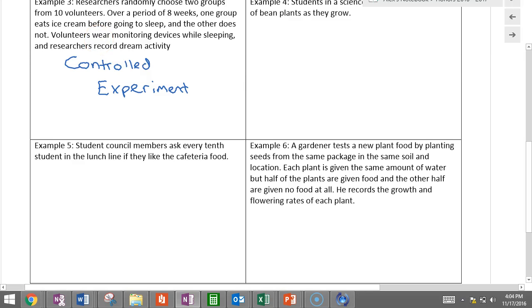Example 4, students in a science class measure the height of bean plants as they grow. Okay? This is an observational study. And I didn't ask the bean plants anything. I'm not splitting the bean plants up. I'm simply observing them.